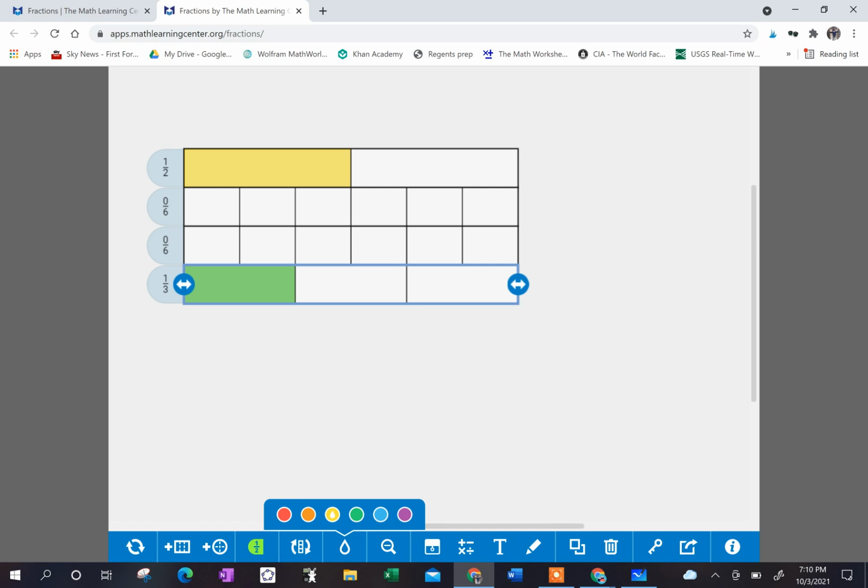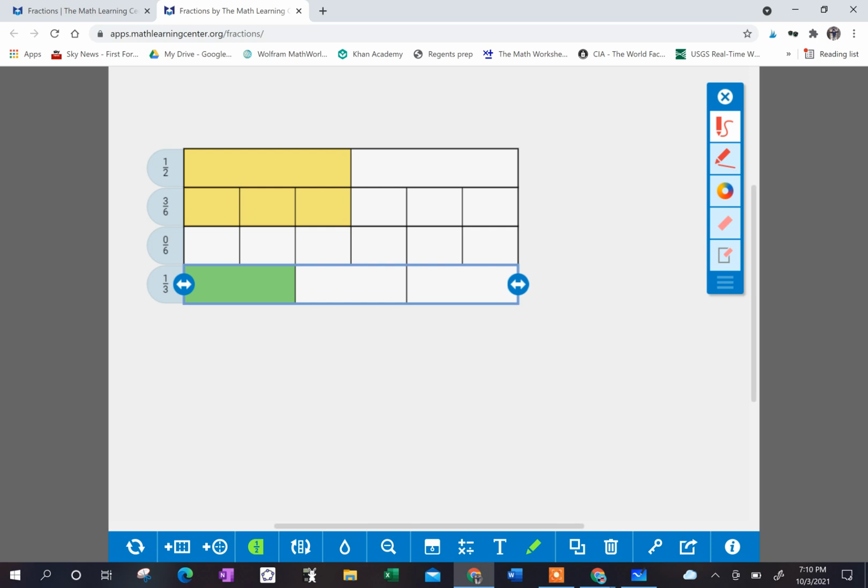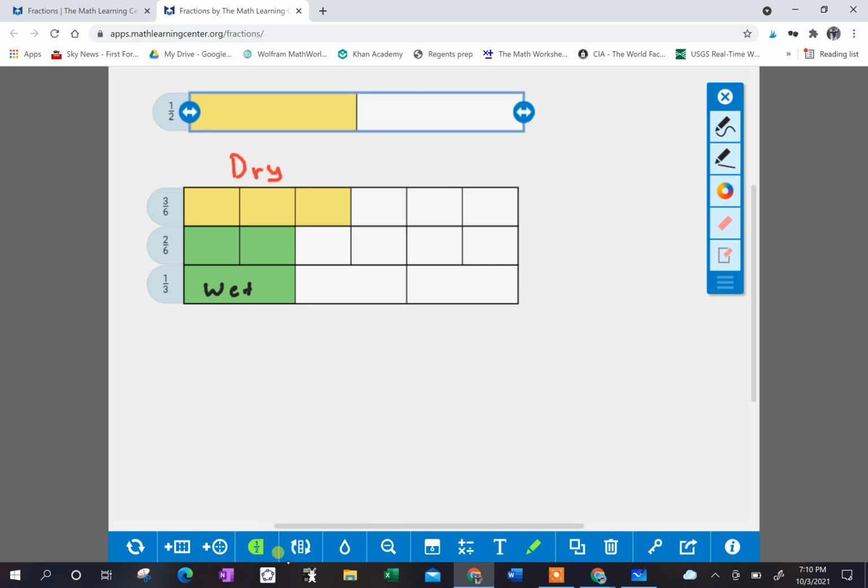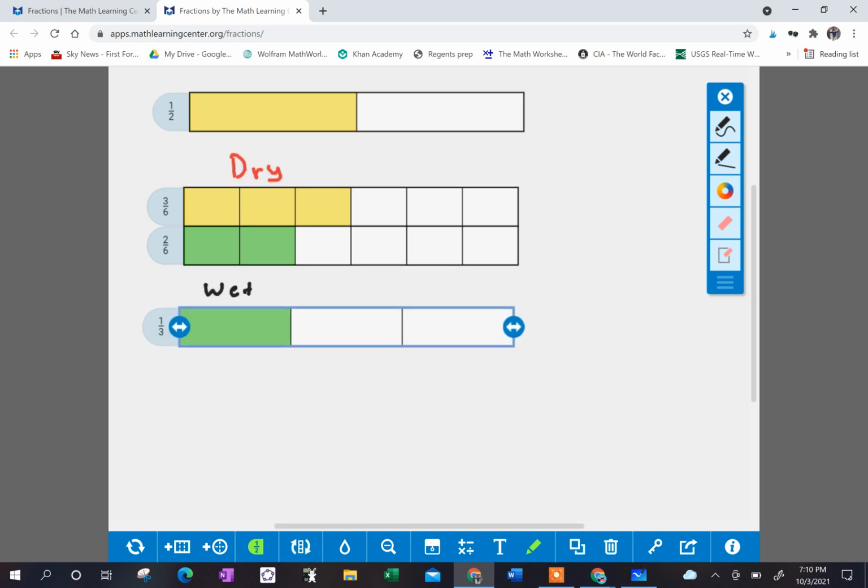Now, she eats half a cup of dry cat food. That's the dry. And a third of a cup of the wet cat food, and that's the wet. So let's see. All together, it looks like she eats 1, 2, 3, 4, 5, 6. 5/6 of the cup of cat food.